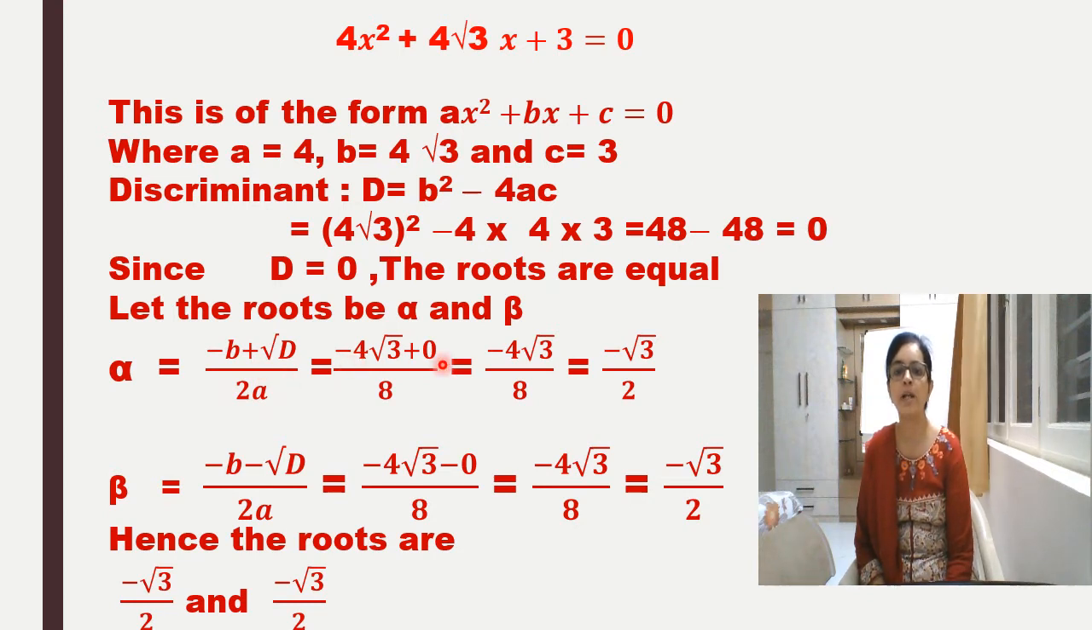So minus b plus root D upon 2a, and as you know, root D is 0. So what will be the minus b? Minus b will be minus 4 root 3 upon 8. So that is equal to minus 4 root 3 upon 8 plus 0. That 0 is not needed. So you will only write minus 4 root 3 upon 8, and that is equal to minus root 3 upon 2.